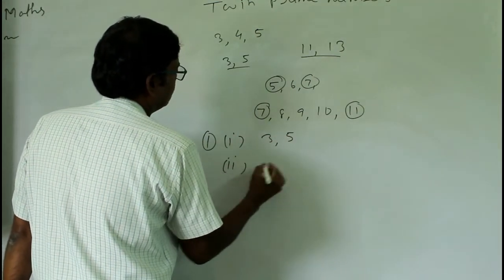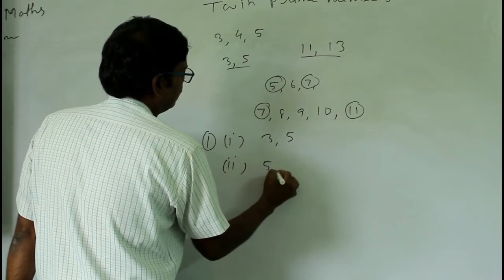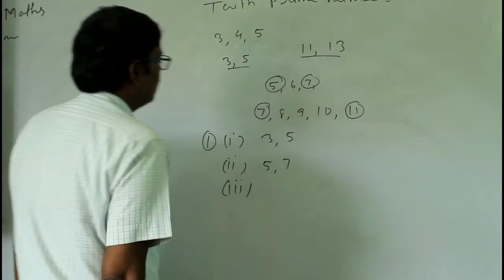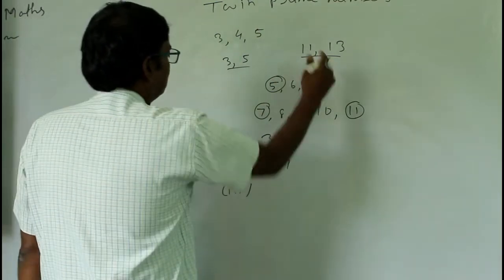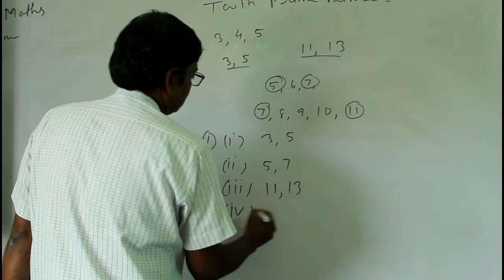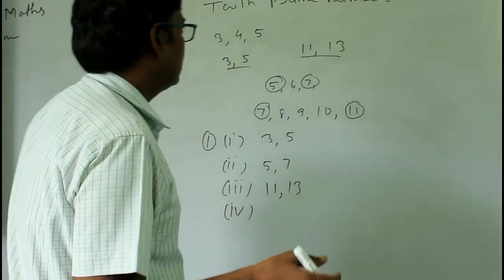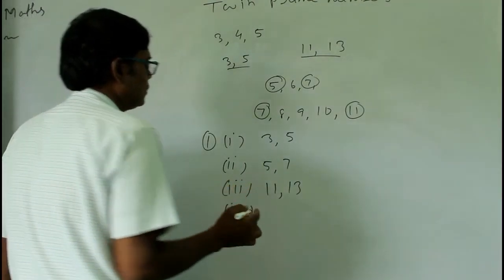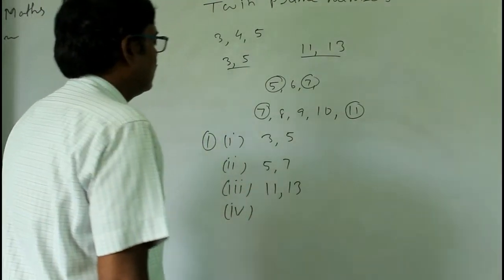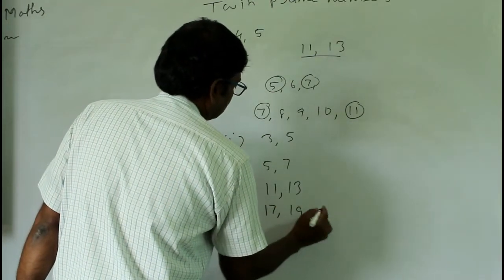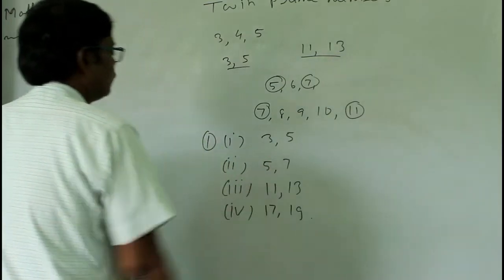Then the other pair will be 5, 7, and then the third pair is 11, 13, then the fourth pair will be 17, 19. Okay, so these are the 4 pairs.